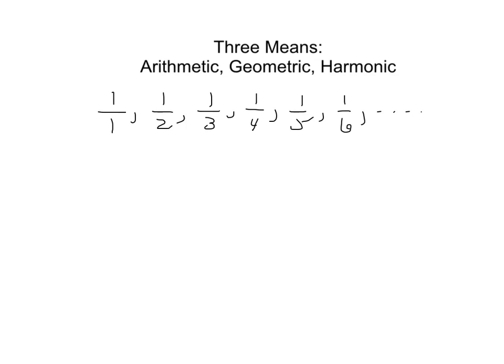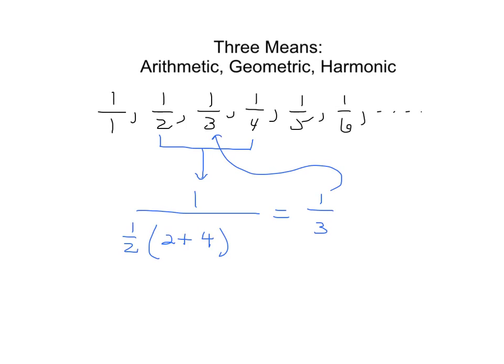And I want to give you just one example of that. So let's look at 1/2 and 1/4. The harmonic mean of those two fractions should equal 1/3. So we'll do the harmonic mean, which is 1 over 1/2 times the reciprocal of a half, which is 2, and the reciprocal of 1/4, which is 4. And when we clean that up, we get 1 over 3, which is the harmonic mean.